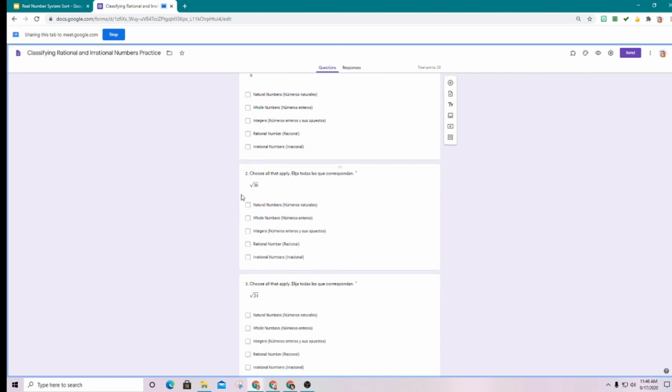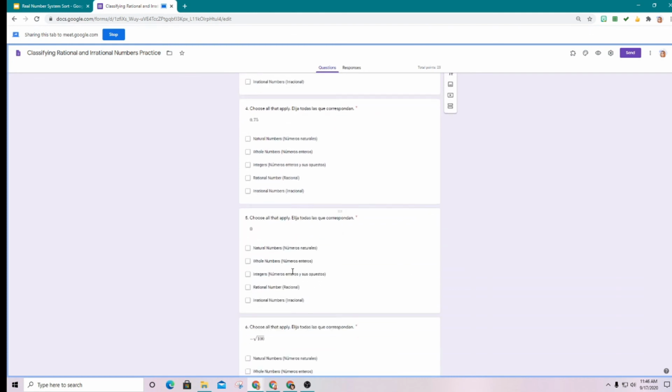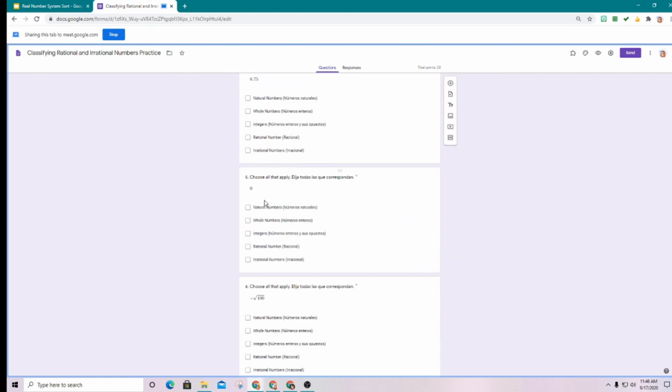However, let's find a good one. The number 0, right? 0 is not a natural number, but it is a whole number. It is an integer, and it's rational. So you would actually need to click all 3 of those boxes to get the full credit. Okay? So just keep that in mind. You are able to redo this assignment as many times as you want to get a perfect score. So after you submit it, you can edit your answers and keep doing it till you get a perfect score. And you have all weekend to do it. Okay?